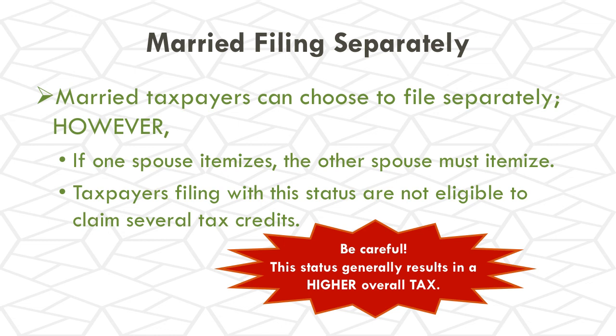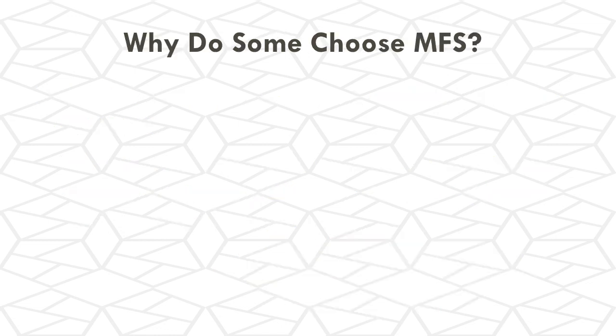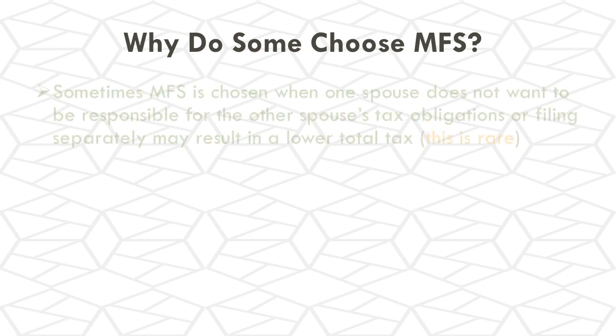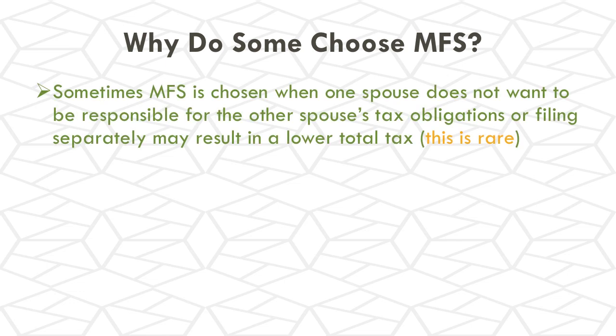So why do some choose married filing separately? Well, sometimes married filing separately is chosen when one spouse does not want to be responsible for the other spouse's tax obligations, or if filing separately may result in a lower total tax. Now, that last situation is pretty rare. That does not happen very often, at least for the taxpayers that we will see at our sites.